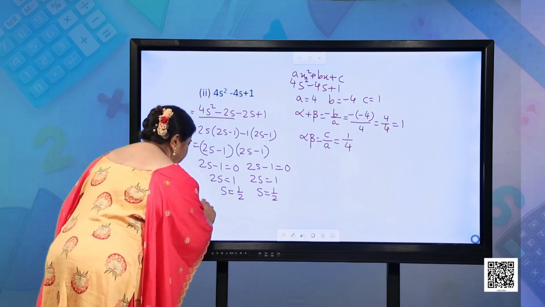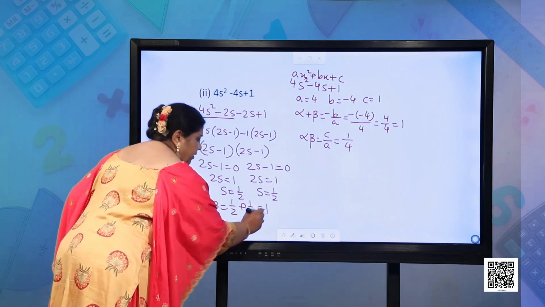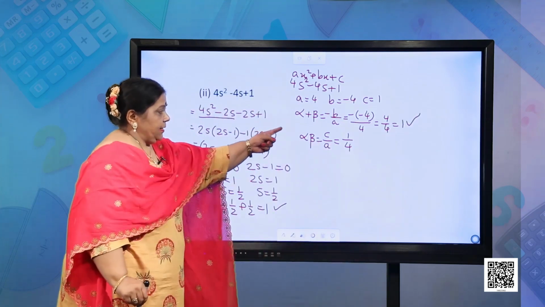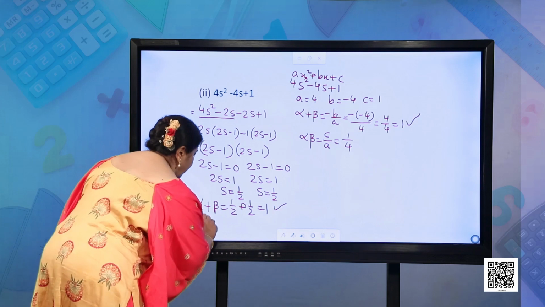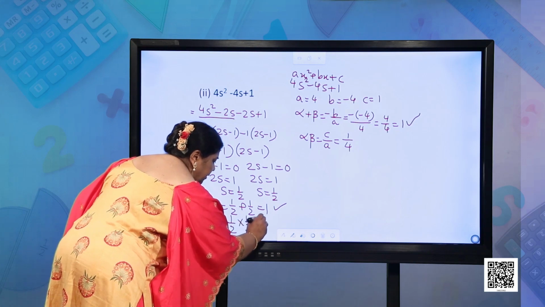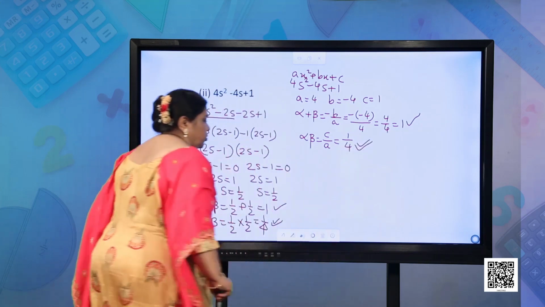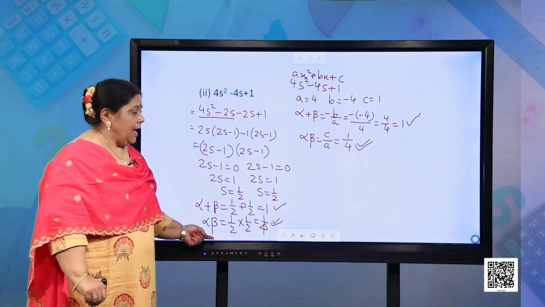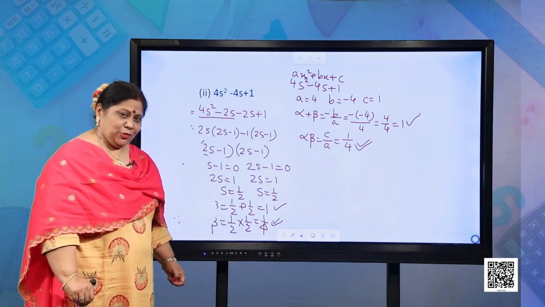Now, if I find out the sum of these roots, what do I get? 1 upon 2 plus 1 upon 2 is 1. Can you see? It is very interesting to note that alpha plus beta here was also 1 and now we have found out the zeros. There also the sum of the zeros is 1. Let us check for the product. We have 1 upon 2 into 1 upon 2, that is equal to 1 upon 4. What do you notice? Yes, the product of the zeros is also verified. Thus, we have seen the relationship between the coefficients and the roots of the polynomial for 4s square minus 4s plus 1. I hope you have understood, students.